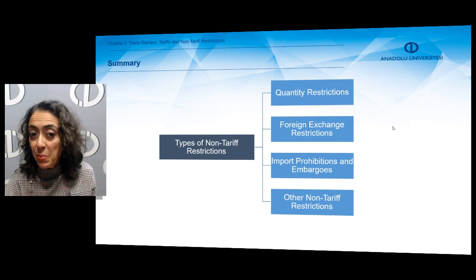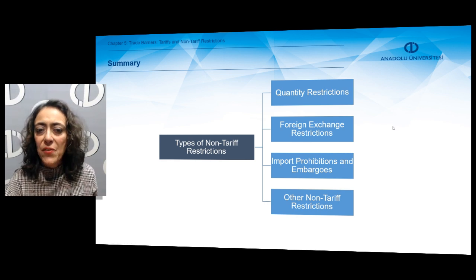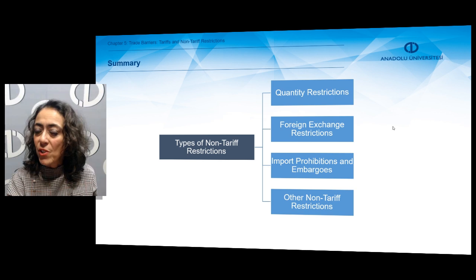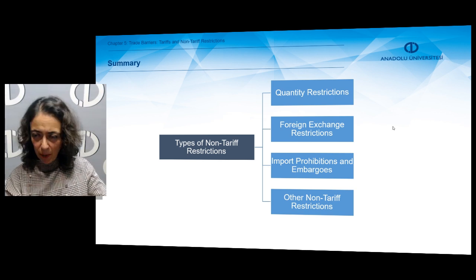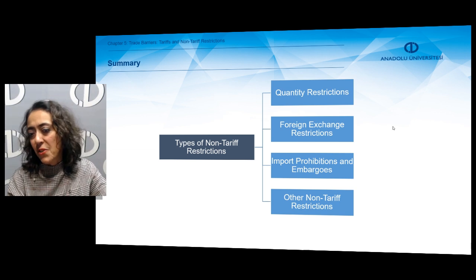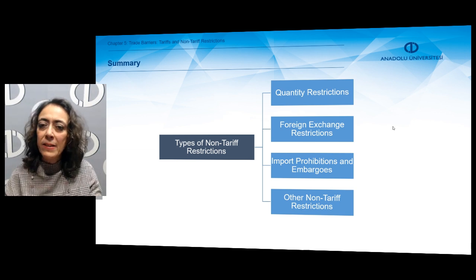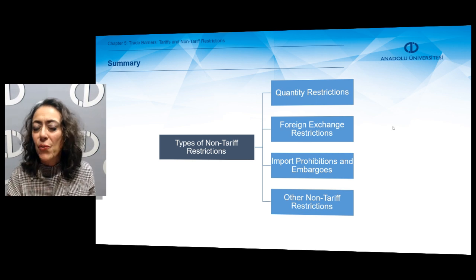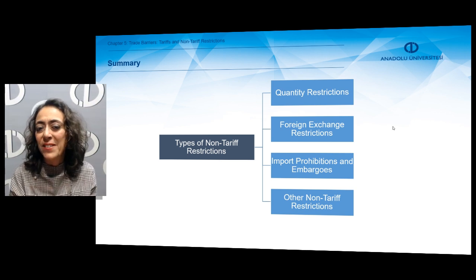Very briefly, types of non-tariff restrictions are quantity restrictions, foreign exchange restrictions, import prohibitions and embargoes, and other non-tariff restrictions. Under these four different types of non-tariff restrictions, countries impose various kinds of non-tariff restrictions today.